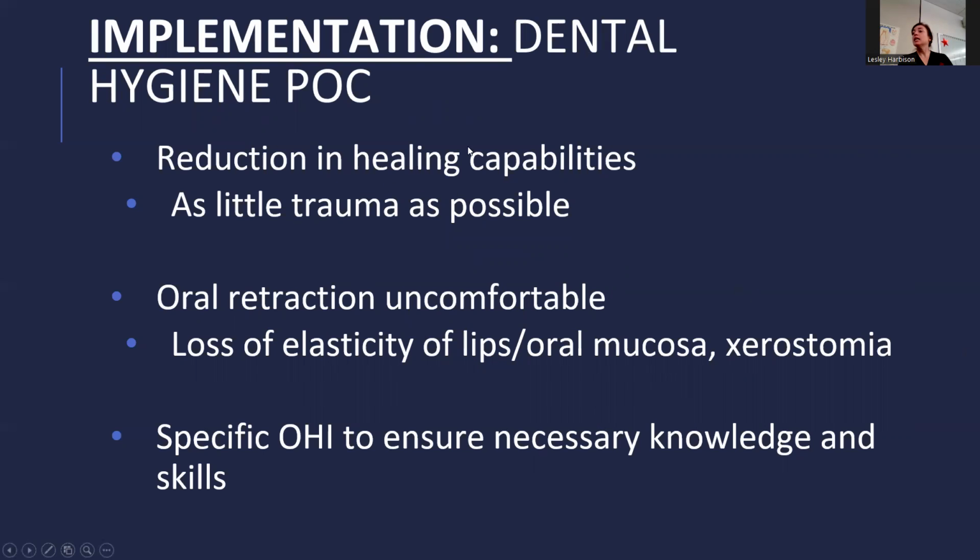Reduction in health or healing capabilities: as little trauma as possible. Be really purposeful with your instrumentation, be very aware of the suction, and don't be heavy-handed with pulling of their lips. They might crack and bleed more easily. Tissue might be more frail and thin. So be more gentle and aware with this population. I mean, you want to be that way with everyone and not cause undue trauma to anybody, but this population can be a little more fragile in that respect, especially if they have multiple conditions.